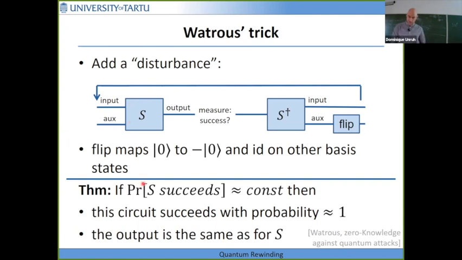Okay, so let me state the theorem about this working. If we ignore all the exact bounds, it says: if the probability that the original simulator succeeds is very close to a constant, for example in our case exactly 1/2, but you could pick another constant as long as it's not 0 or 1, and you are negligibly close to that constant, then the circuit that I described here succeeds with probability approximately 1 for a reasonable number of repetitions. And the output is the same as for S, the original simulator, up to some little error. If there's an approximation here, then there's an approximation there. That is the theorem.